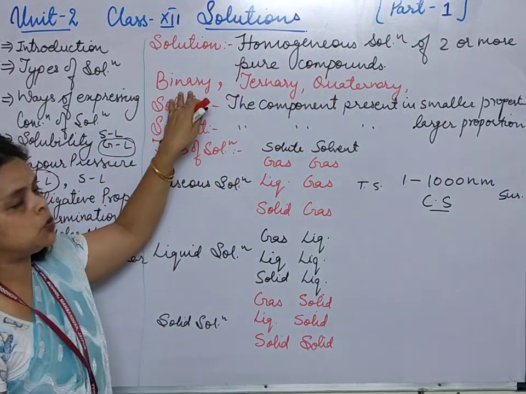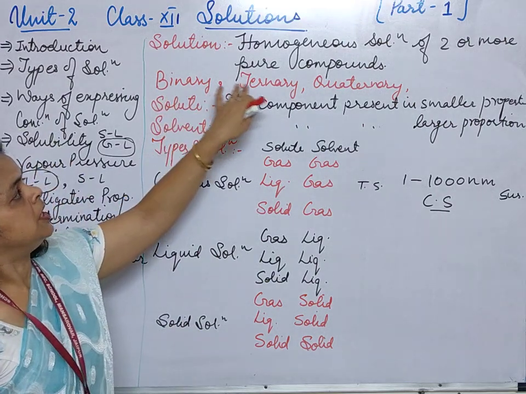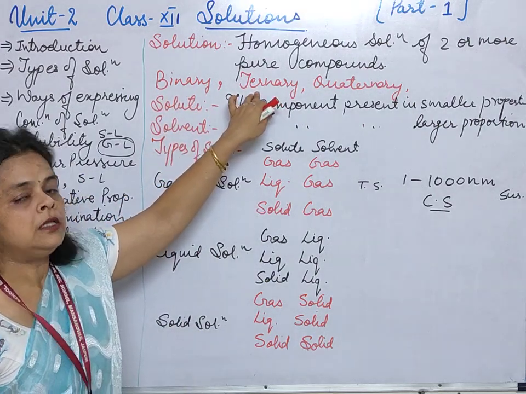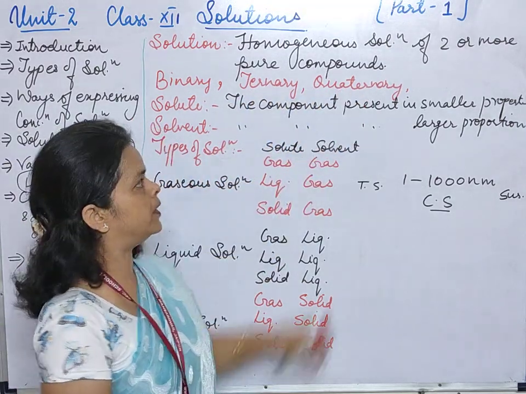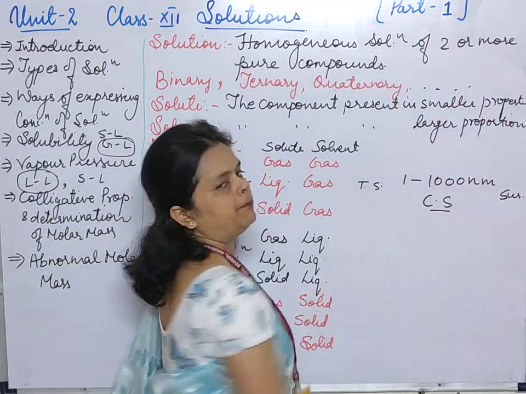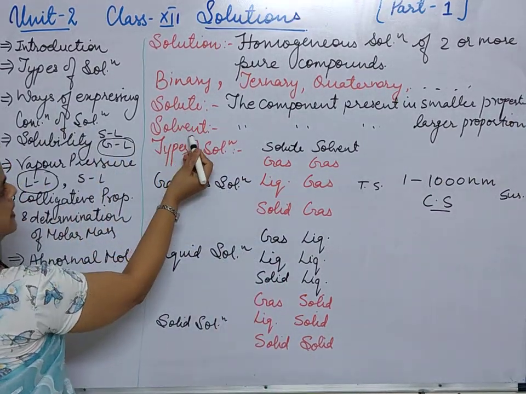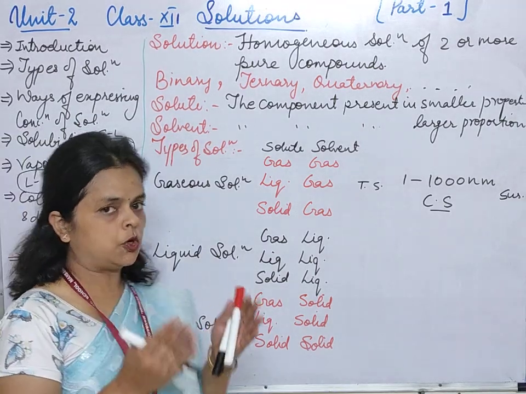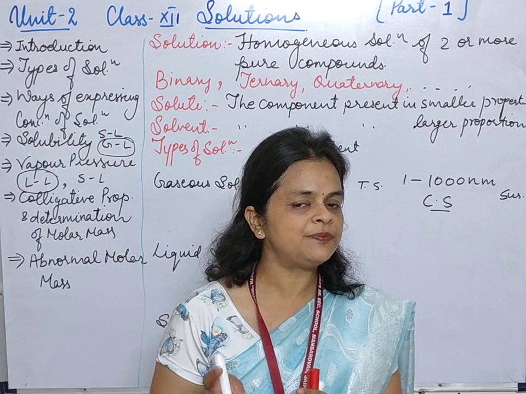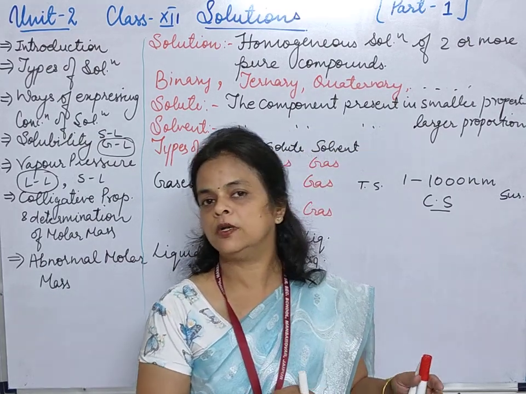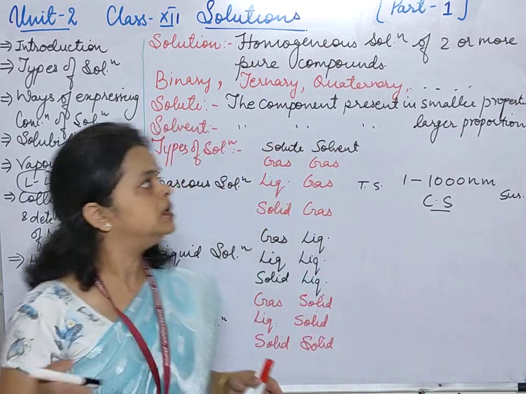If there are 2 components present, then you will use the term binary solution. If 3 components are present, then you will use the term ternary. If 4, then you can use quaternary, and so on depending on the number of components. Then solute and solvent. If we are talking about a binary solution, the component which is present in a smaller proportion is called solute, and the one which is present in larger proportion will be termed as a solvent.